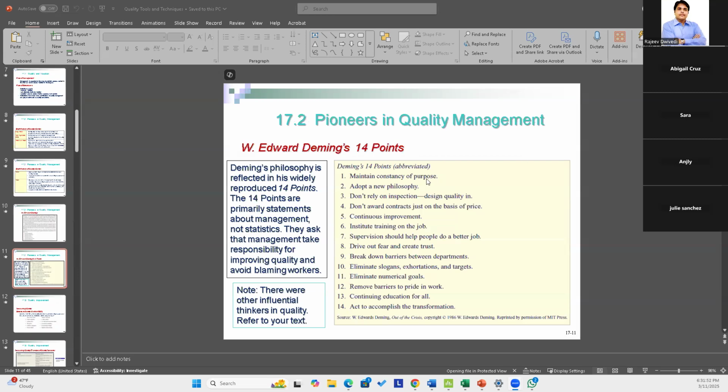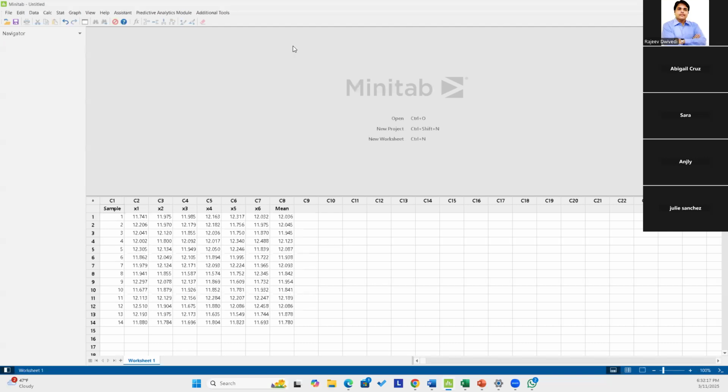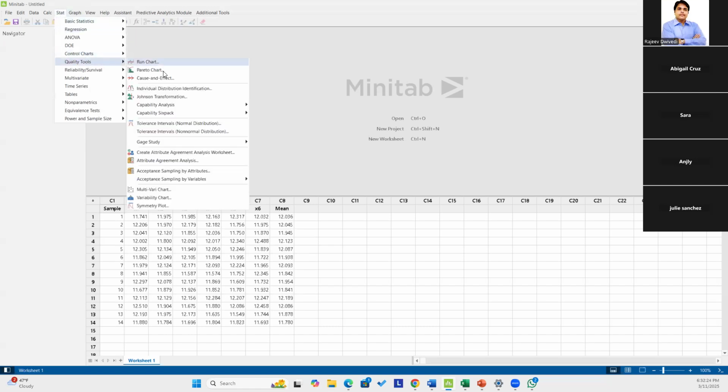These are different philosophies. Now, these are called quality tools: statistical quality control, and the Pareto diagram. If you know the 80-20 rule, in Minitab we can do this Pareto chart also. Here we go, under Statistics, and under Quality somewhere, here you can see the Pareto charts.